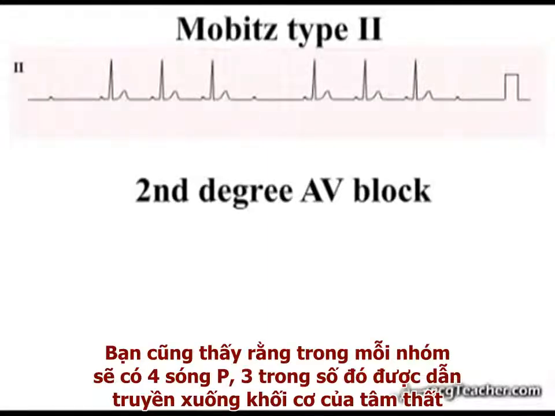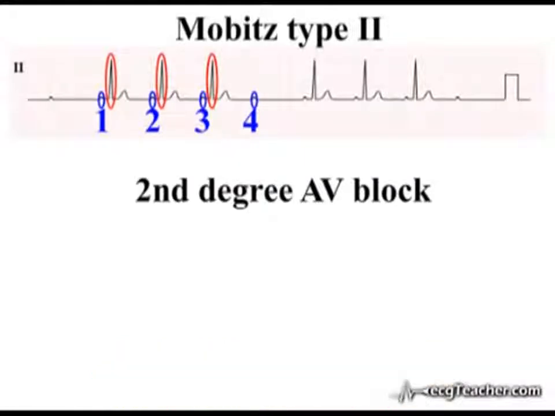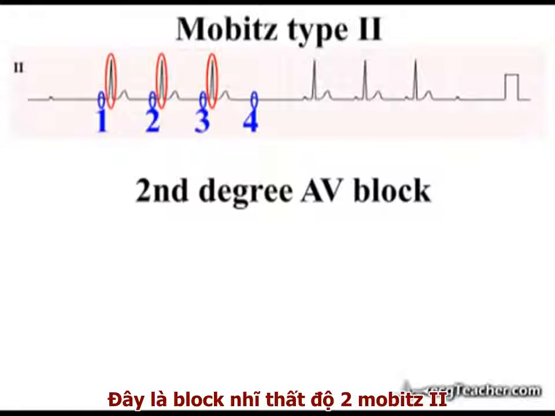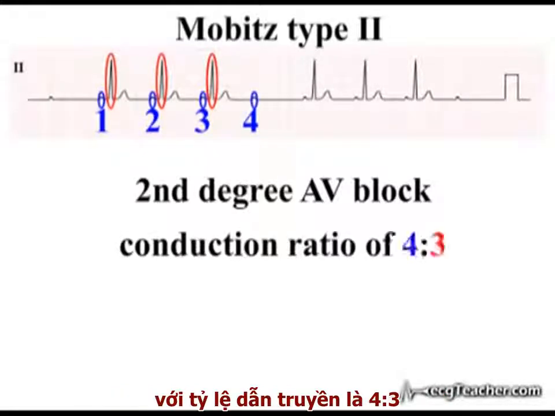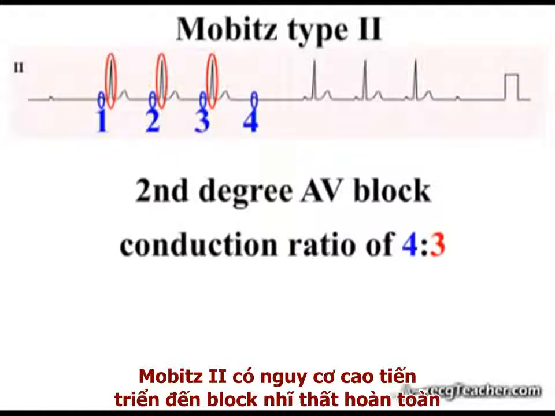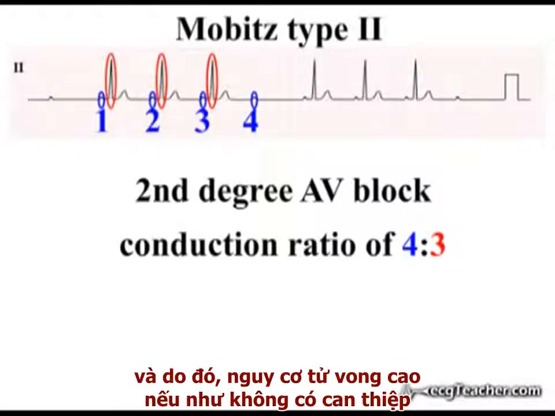You will also notice that within each grouping there are 4 P waves, 3 of which are conducted to the ventricular myocardium. This is Mobitz type 2 second degree AV block with a conduction ratio of 4:3. Unlike Mobitz type 1, Mobitz type 2 carries a significant risk of progression to complete AV block and is therefore associated with a significant mortality in the absence of intervention.